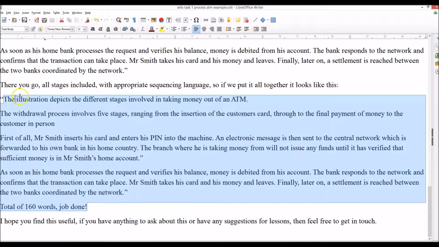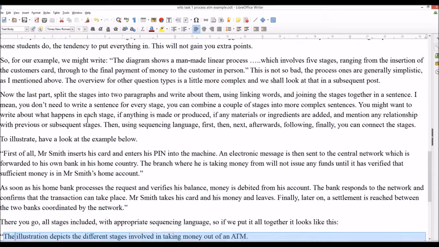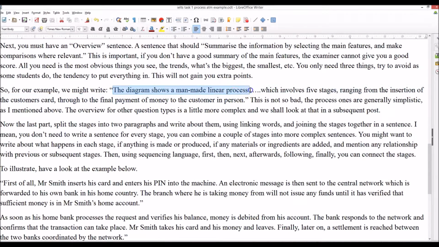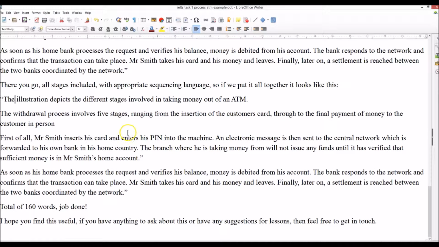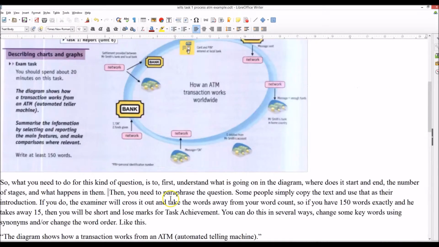okay. So, introduction. The illustration depicts the different stages involved in taking money out of an ATM. The overview. The withdrawal process involves 5 stages, or as I changed it above, a man-made linear process which involves 5 stages. Blah, blah, blah. Then the data. First of all, Mr. Smith inserts his card. Stage 1, stage 2, stage 3, stage 4, stage 5, and that's it. 160 words. Job done. So that's pretty straightforward, really.